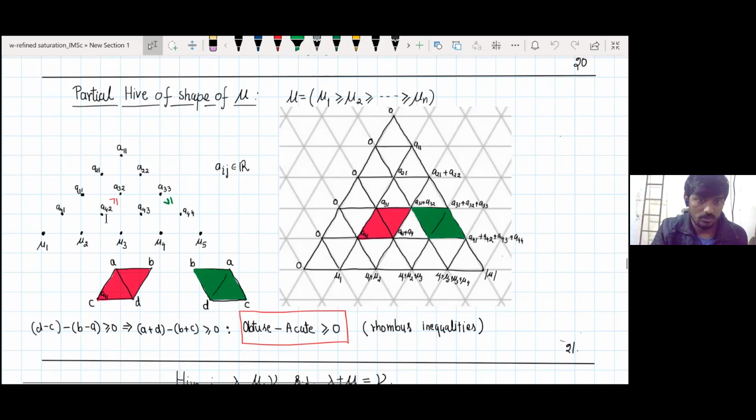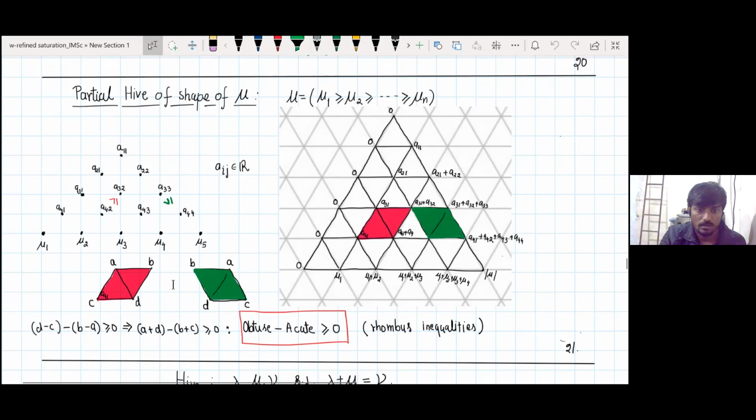Here is a label A32 and A42, so you know A42 will be bigger than A32. So what does this inequality mean in the partial height? This is the red rhombus, the northeast rhombus. Okay, so this is the red rhombus. If you take the difference of these red vertices, the rightmost and then the upper, you will get this A32.